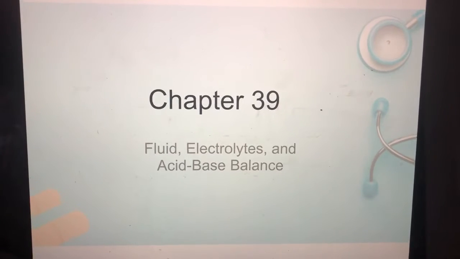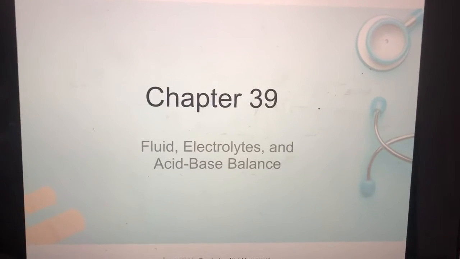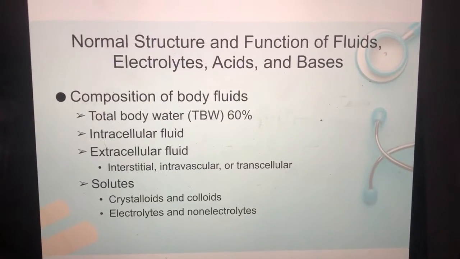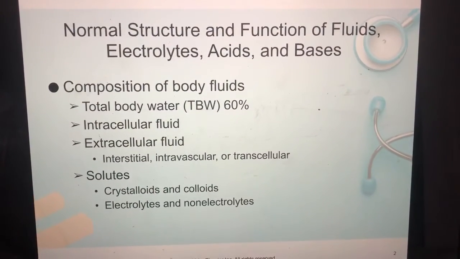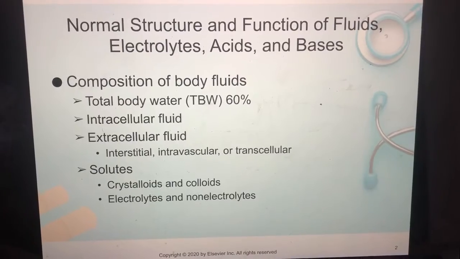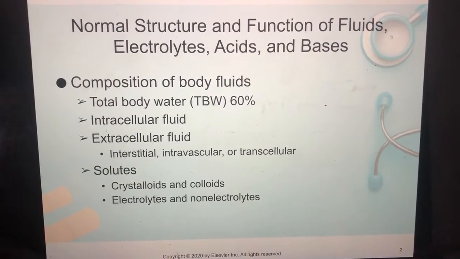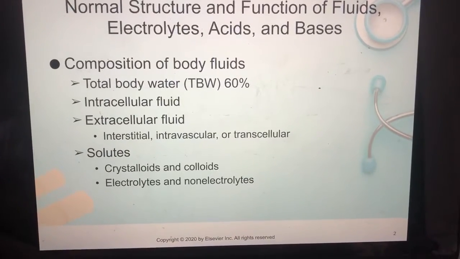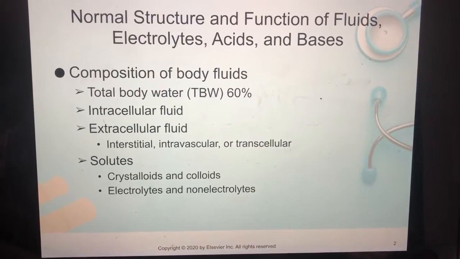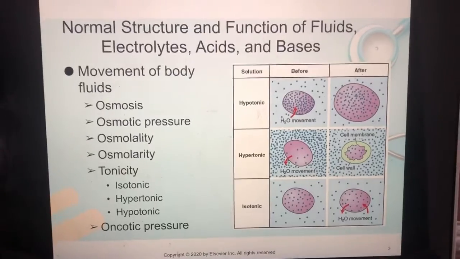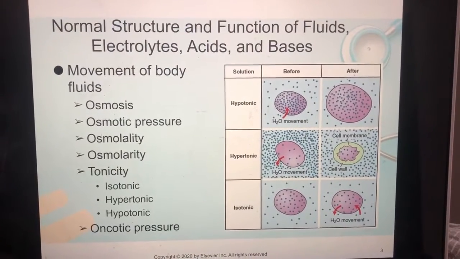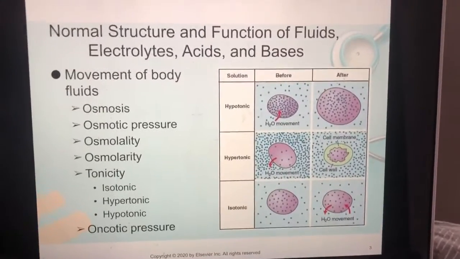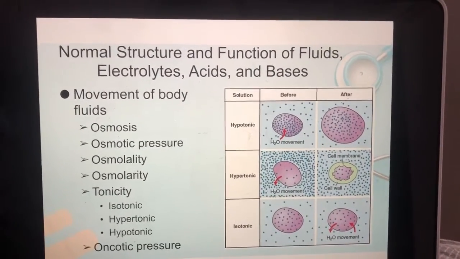Alright guys, so we're going to go over chapter 39, some more fluid, electrolyte, and acid-base balances. Normal structure and function of fluids, electrolytes, acids, and bases. So kind of like we mentioned in the last video, your total body water is about 60%, and that consists of the intracellular and the extracellular fluid and solutes. So movement of body fluids consists of osmosis, osmotic pressure, osmolality, osmolarity, tonicity, and oncotic pressure.